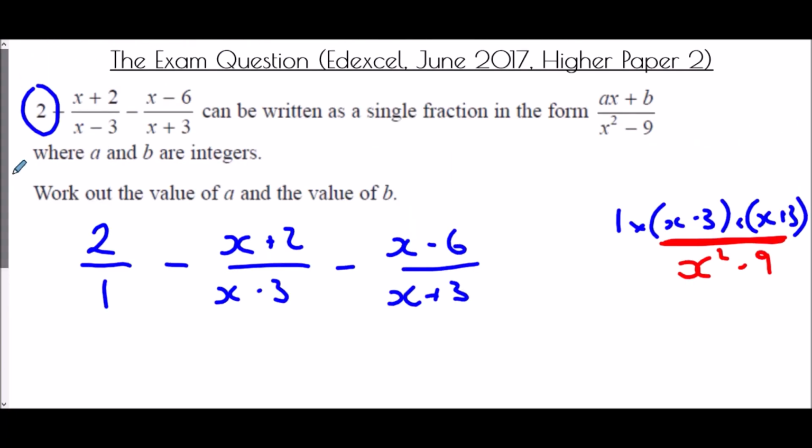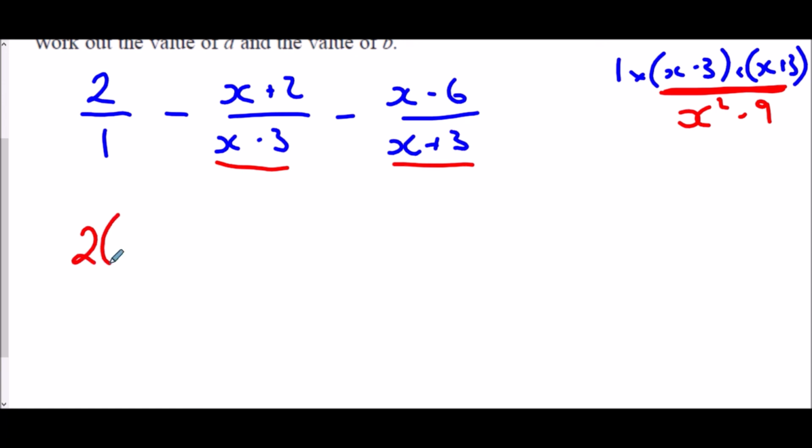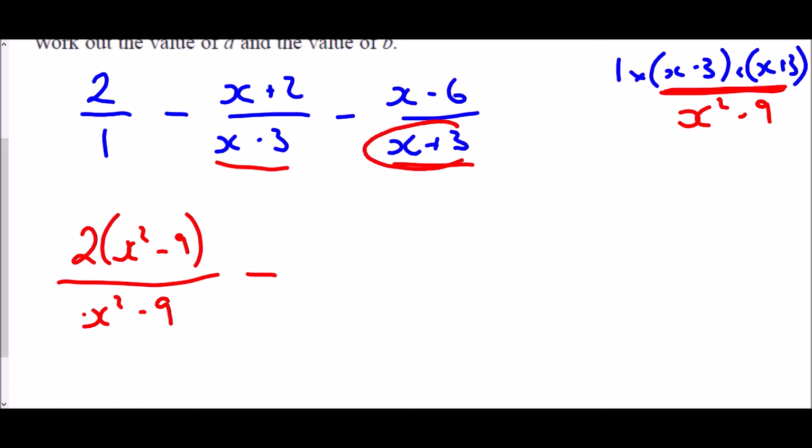Now, why is that useful? Well, the answer said it should be over x squared take away 9. And so it is. So every fraction is now going to be over x squared take away 9. But the first fraction, the 2 over 1, what has that been multiplied by? Well, that has had to be multiplied by (x minus 3) and (x plus 3), which again is x squared take away 9. So my first fraction becomes 2 brackets (x squared take away 9) over (x squared take away 9).